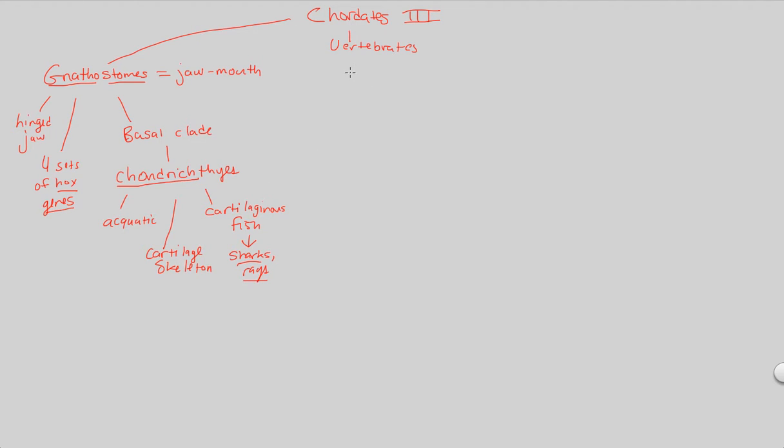What's next after the gnathostomes? Next is going to be the progression towards bone. Not cartilage anymore, but bone. And that's why we're going to label the next group of animals, the next clade, the ostichthyes. Okay? Here, what do we have? We have now the transition from a cartilaginous skeleton of cartilage to a bony skeleton. That's the osti part of this word.